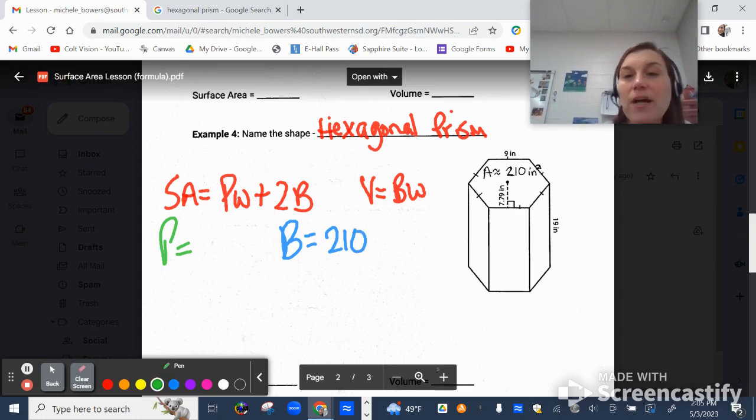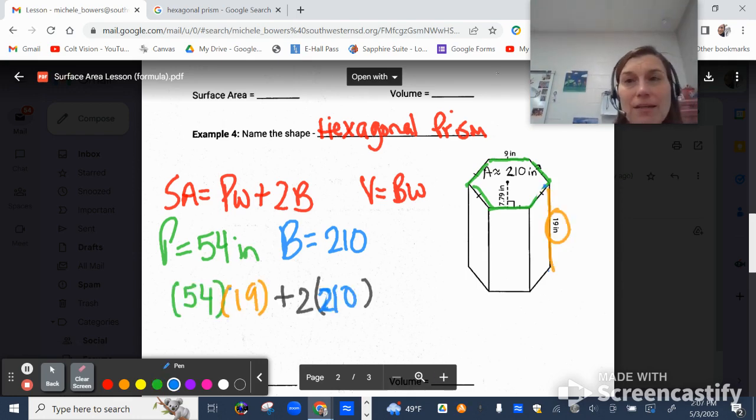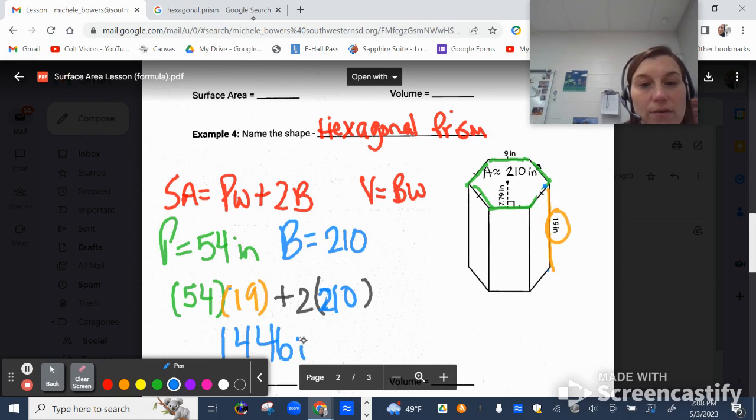To find the perimeter, I just need to add all 6 sides. All 6 of them are 9 inches, so I would add 6 nines, and that would get me 54 inches as the perimeter. So now that I have that, I just need to use the formula. Here I have substituted in all the values I needed for the perimeter and then the width of the figure plus 2 times the area of the base. That gives me 1,446 inches squared.